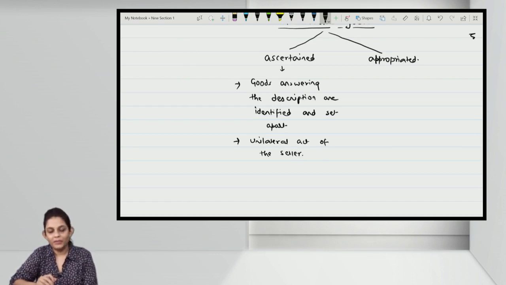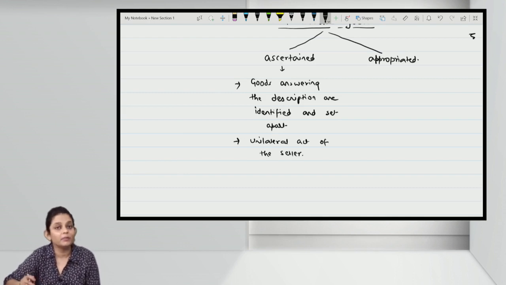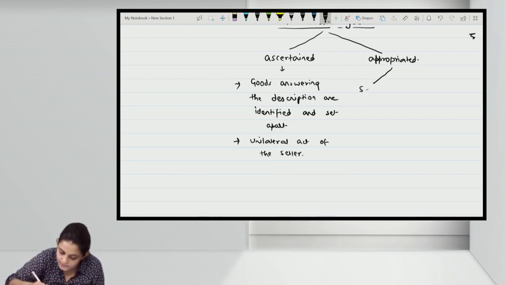Is it clear? Yes. So I repeat again, what is ascertain? As per my description given, when the seller takes out the goods and keeps it apart, it is known as ascertain. Goods answering the description are identified and set apart. Now the goods are set apart, but we need to finally deliver the goods. So that is appropriation. What is appropriation?